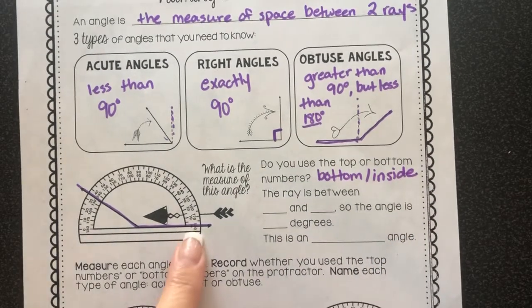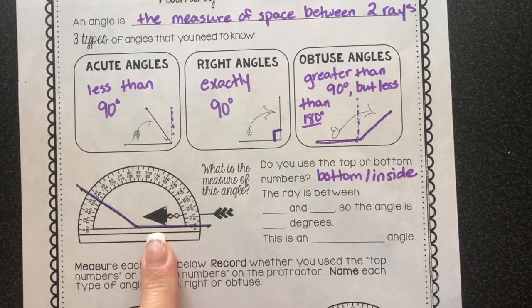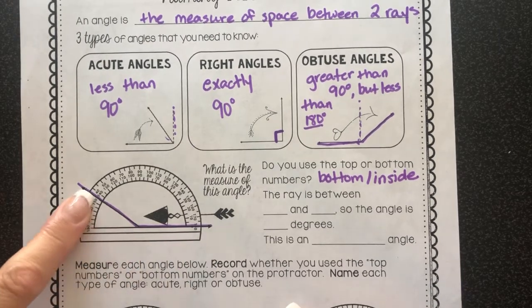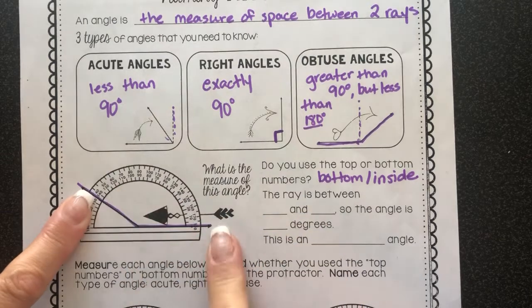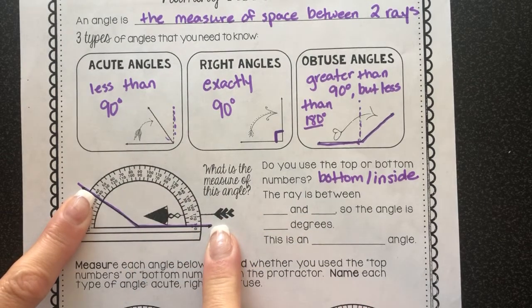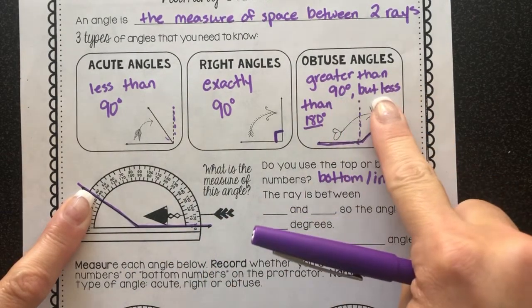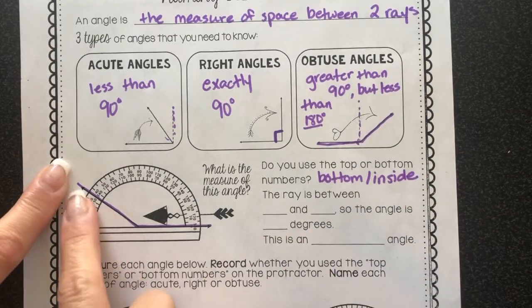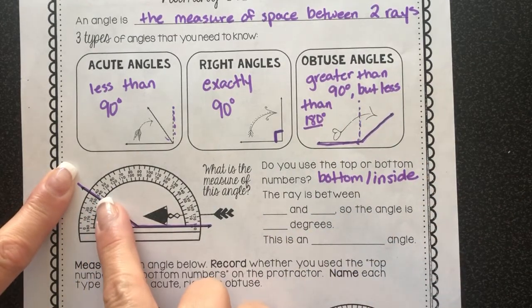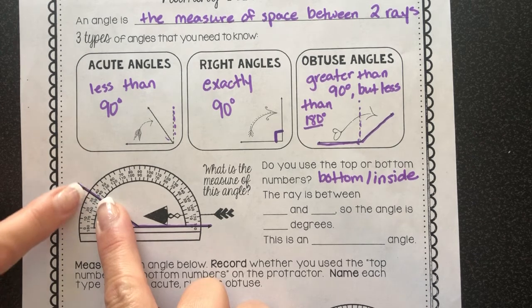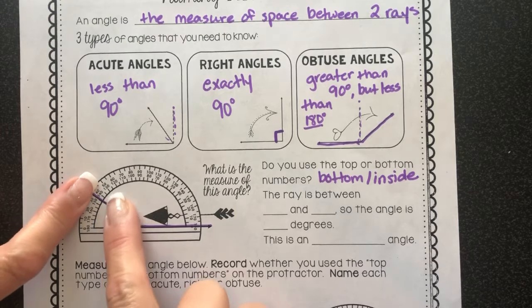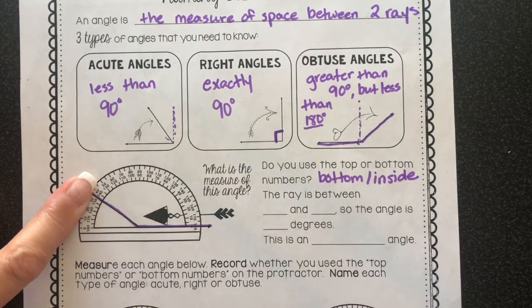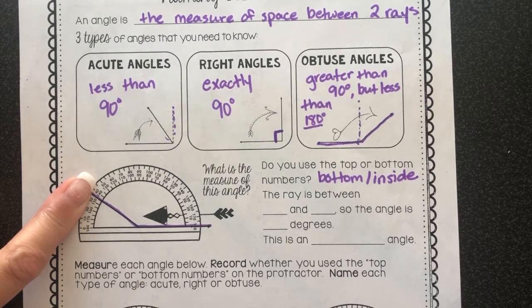Okay. All right, so we have one ray that's on 0, and then our other ray. If you look at this angle, you can tell that that's an obtuse angle, and obtuse angles are greater than 90. So only the inside numbers are greater than 90. The outside numbers, 30 and 40, are not greater than 90. So I know I cannot be using those numbers. I have to be using the inside numbers. That's another way you can tell which set of numbers to use, is just look at the numbers and look at that angle, and that'll help you, okay?